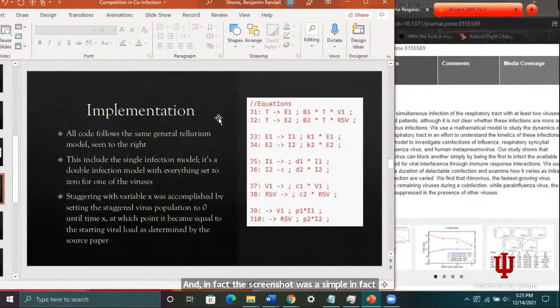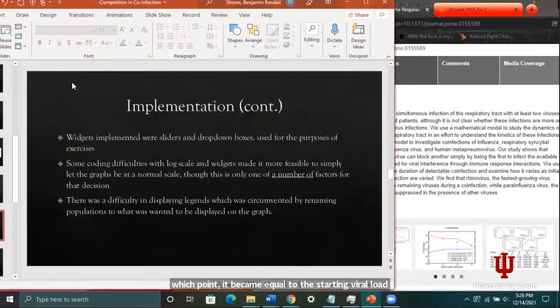The way this is accomplished is by setting everything to zero for the population for one of the populations. In this case, the virus one, with the virus two being RSV. And staggering with variable X was accomplished by setting the staggered virus population to zero until time X, at which point it became equal to the starting viral load as determined by the source paper.